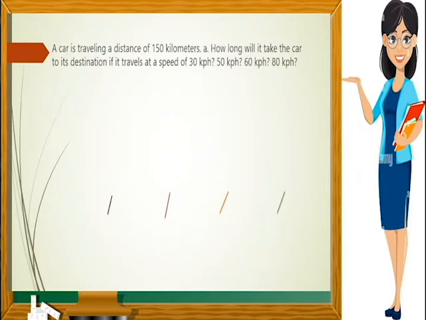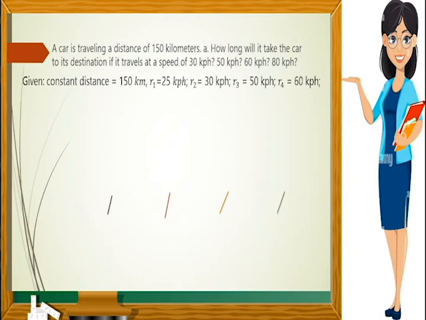Example number 2. A car is traveling a distance of 150 kilometers. How long will it take the car to its destination if it travels at a speed of 30 kilometers per hour, 50 kilometers per hour, 60 kilometers per hour, and 80 kilometers per hour. Okay, so let us identify the given now.